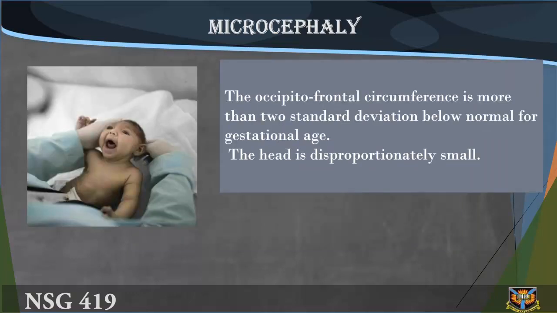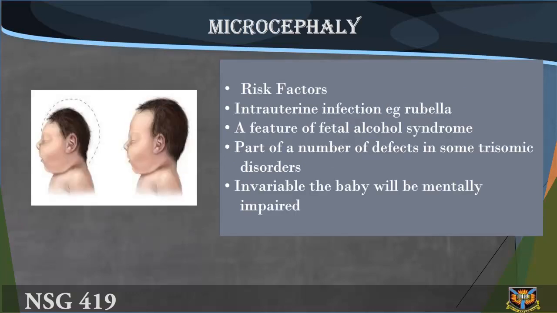Microcephaly. The occipital frontal circumference is more than 2 standard deviations below normal for gestational age. The head is disproportionately small. Risk factors: intrauterine infection, e.g. rubella, a feature of fetal alcohol syndrome, part of a number of defects in some trisomic disorders. Invariably, the baby will be mentally impaired.